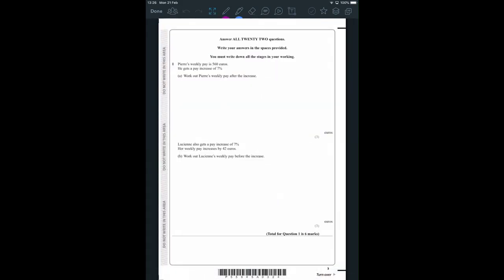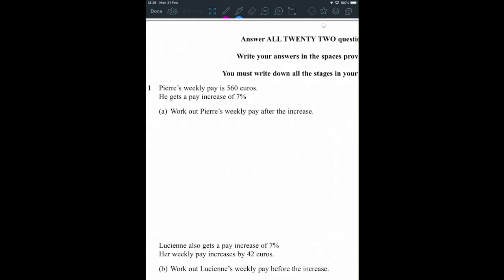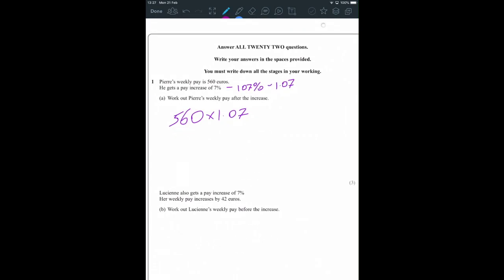Let's start with question 1. We have percentages. Pierre's weekly pay is 560 and he's getting a pay increase. Well, a pay increase, we add it on to 100%, so our multiplier is 1.07. So my new weekly wage is my 560 multiplied by that value. 560 times 1.07 gives me an answer. And of course, as money, we should always be giving it to 2 decimal places.